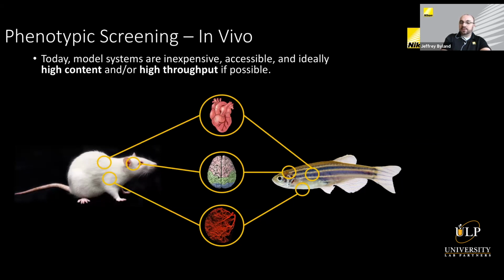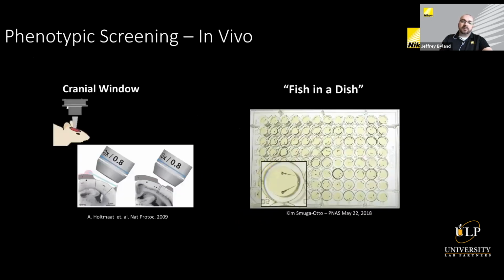and they can be imaged easily. They're transparent. And so these models are gaining a lot of popularity. Some examples of what this looks like.